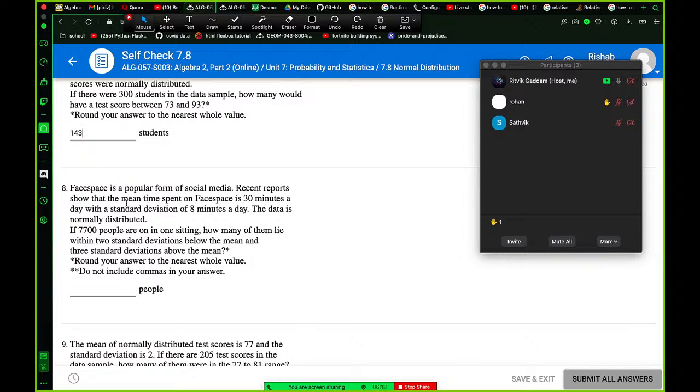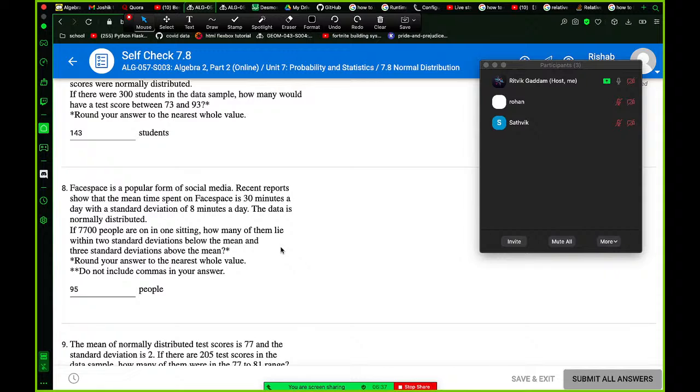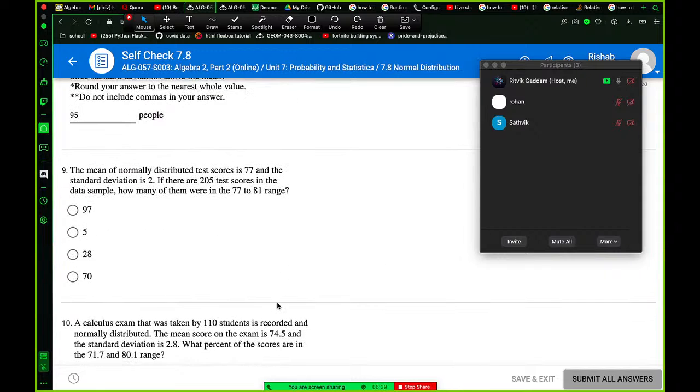Okay, so I'm just gonna do this one since I haven't done one in a while. This is obviously 95 because 2 standard deviations above, that's like here, and then 2 standard deviations below, it's here, 95. Super easy. Okay, so number 9, the mean of normally distributed test scores is 77, and the standard deviation is 2. If there are 205 test scores in the sample, how many of them were in the 77 to 81 range? That's a pretty bad grade if you ask me.